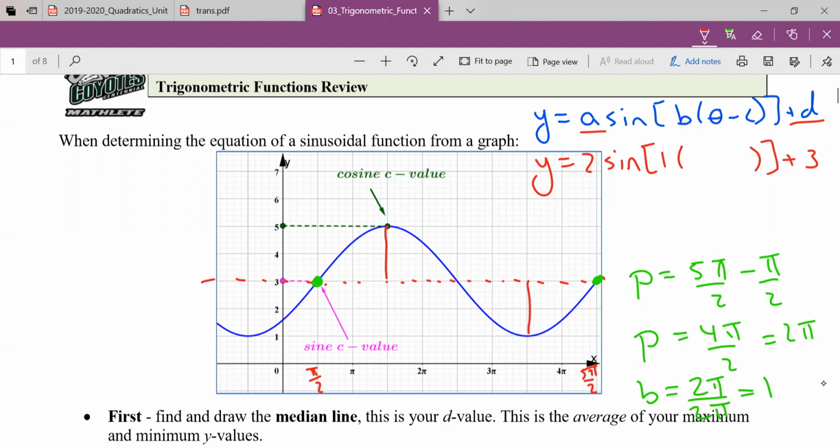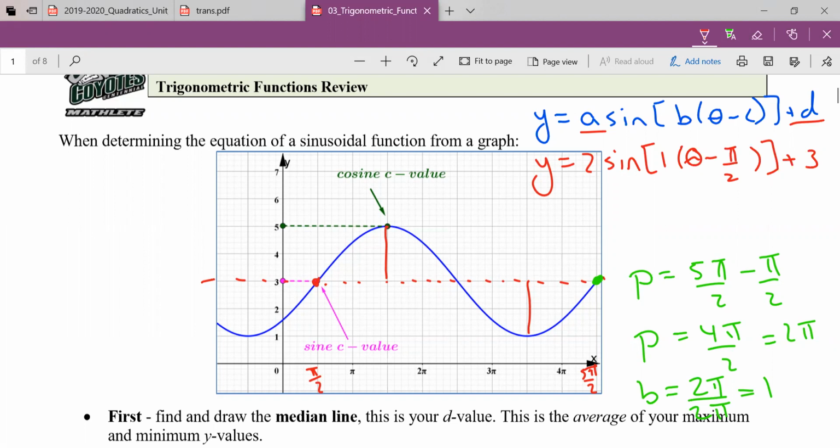Okay, I like to build it in factored form. Theta. Now, this is the part that bugs some students quite a bit, and I understand why. What's the C value? What's my phase shift? For my phase shift, I'm always looking at my midline or my median line. Do you see I've even got it labeled here? This is the sine C value, because that's where my graph is on my midline going up. That means this graph has been shifted pi half units to the right. There it is. There's the equation of that graph as sine.